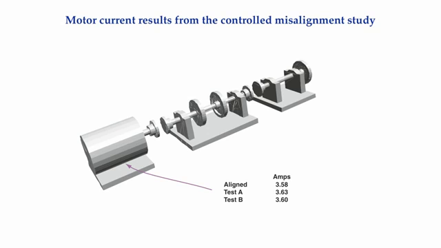One last item here. What happened to the current draw on the motor? Does it take more power to run machinery misaligned compared to well-aligned? When the motor was well-aligned, the amperage was 3.58 amps. When there was 31 mils of lateral misalignment, the amperage draw was 3.63 amps, and when there was 62 mils of lateral misalignment, the amperage was 3.60 amps. Hard to draw any conclusions here, except that it doesn't appear that misalignment had much of an effect on the power needed to rotate the shafts under any type of alignment condition.